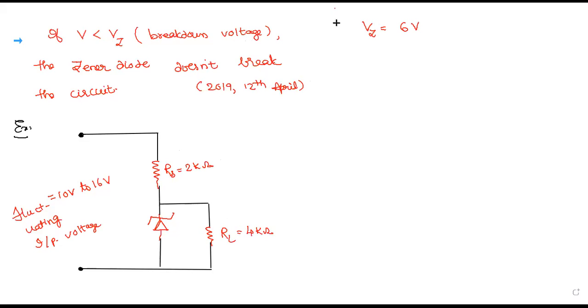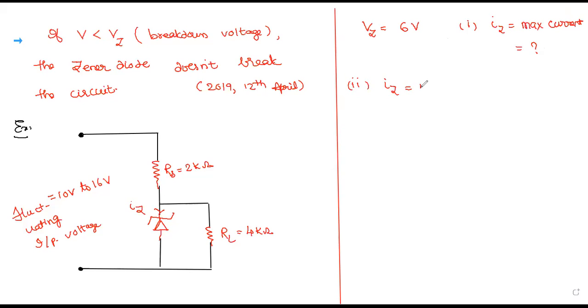From this circuit, he actually asked only one question: what is the maximum Zener current through the Zener diode? He is asking IZ maximum. But I am extending the question. Question number one: if IZ is the maximum current, how much is it? And number two, an extra question: if IZ is the minimum current, then IZ equals how much? This is the question. I think you can solve it.